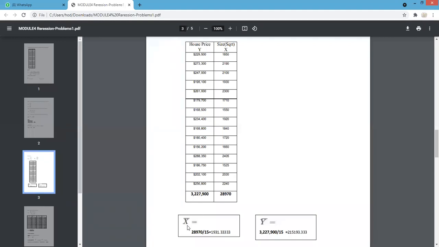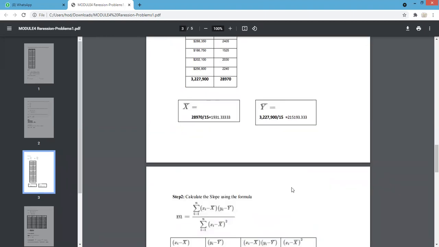Now x bar is equal to summation of i to n of x, divided by n. That is this value divided by 15, because we have 15 values. That is nothing but 1931.333. Similarly, y bar is equal to summation of i equal to 1 to n of yi divided by n. When I substitute this sum divided by 15, we get this value. So our step 1 is over, where we have found x bar and y bar.